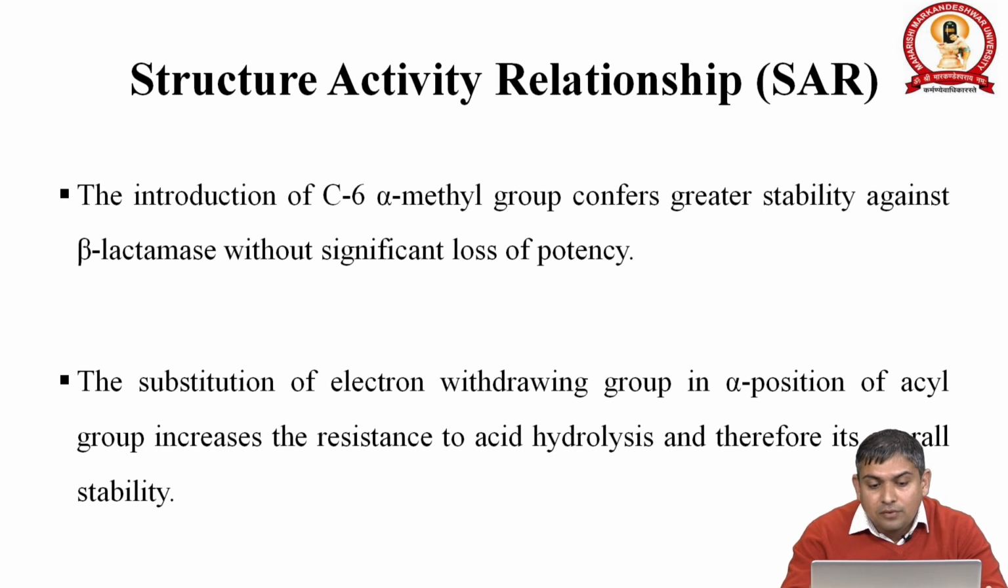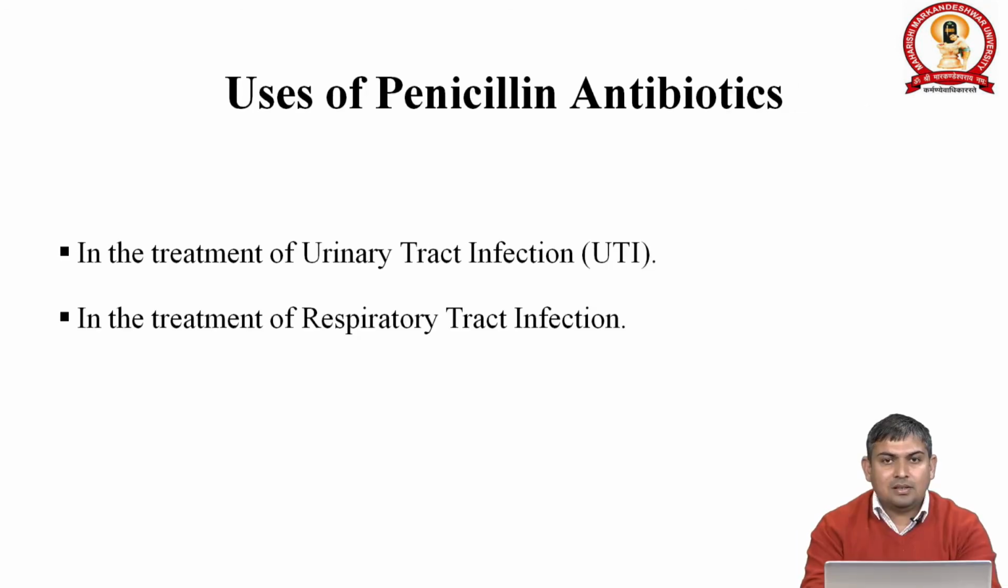The substitution of an electron withdrawing group at the alpha position of the acyl group increases the resistance to acid hydrolysis and therefore its overall stability. So, we can also substitute the alpha position of the acyl group with some electron withdrawing electronegative atoms, so that the resulting compound will become more stable against acidic hydrolysis, right. So that its stability can be further increased.